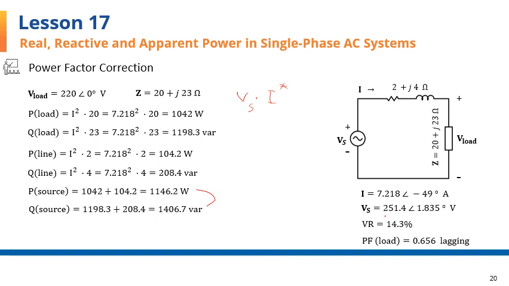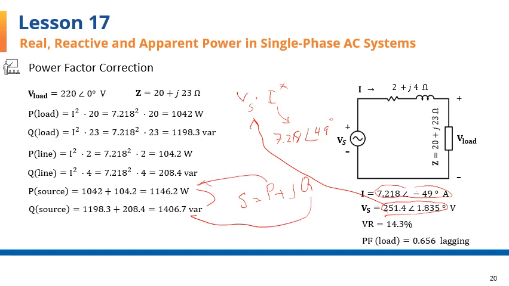The V sub S is given here directly, so we'll use that. And I conjugate is simply this value, but with the sign reversed from negative to positive. So I asterisk would be 7.218 with positive 49 degrees. And if you multiply those two, you'll get S, which is the complex power, which is P plus JQ. P should come to this value, the source real power, and Q to this value, the source reactive power.